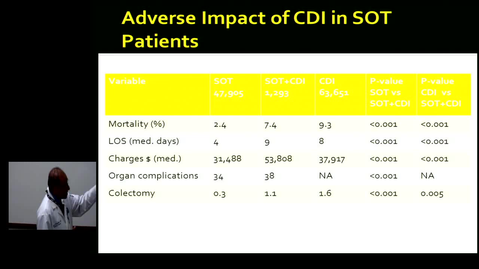The difference was 2.4 versus 7.4, so 2.5 times greater inpatient, in-hospital mortality. This is not long-term mortality. Similarly, you can see the length of stay was greater. As for the charges and organ complications, they defined these as either graft failure or graft rejection. Using those two variables, you can see it was also significant, even though the numbers seem relatively small.